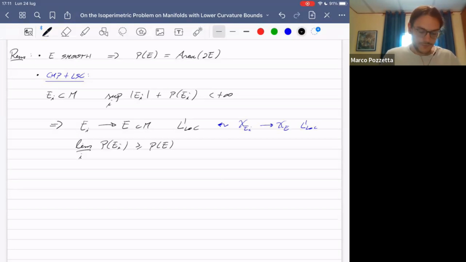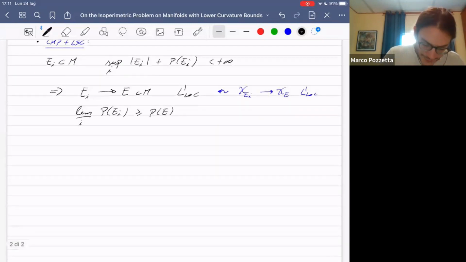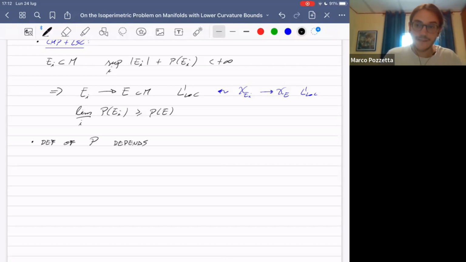Okay, so these are the two most basic properties. Now I want to give you two more properties. One is the following observation: the definition we gave of P, the definition of the perimeter as a functional, if you look closely, only depends on the presence of the Riemannian distance and of the volume measure. It depends ultimately on the presence of the Riemannian distance.